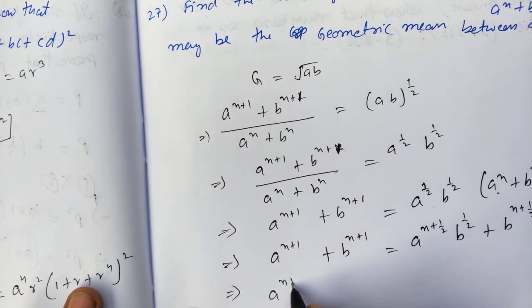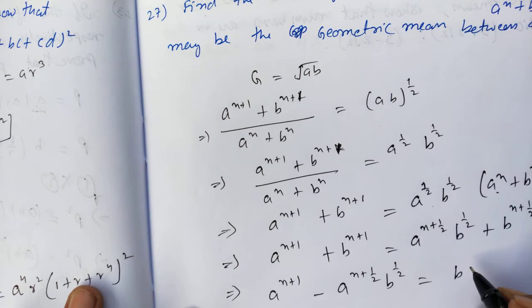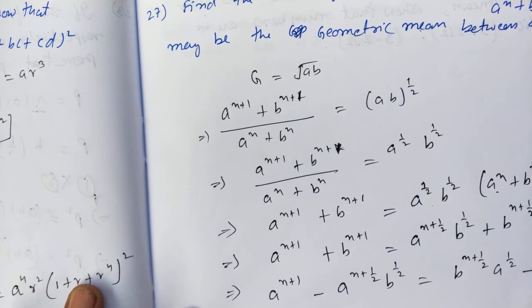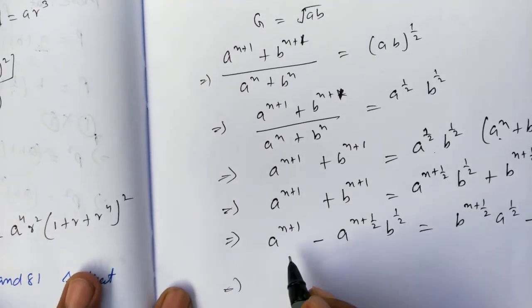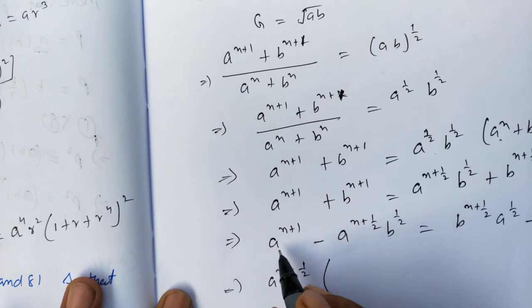So we'll take a power n plus 1, bring this one on the side. a power n plus half, b power half equal to b power n plus 1 minus... b power n plus 1. So here common is a power n plus half.